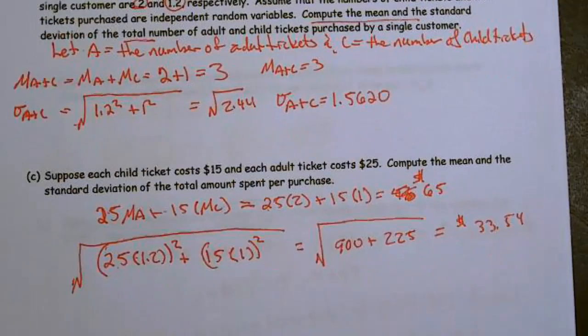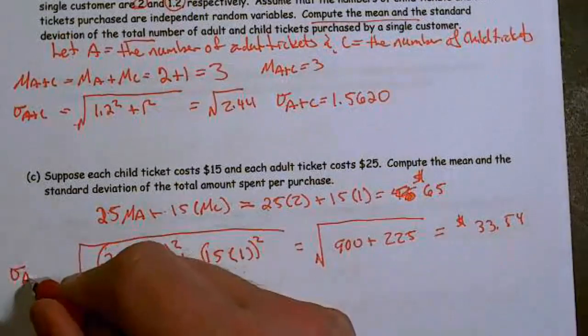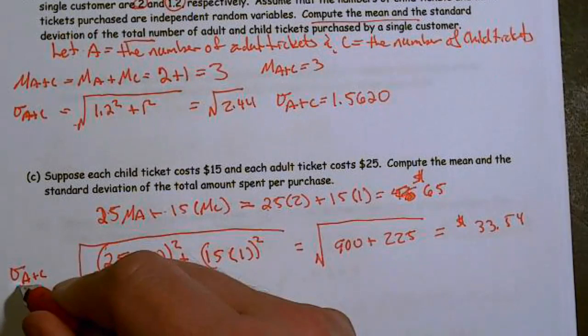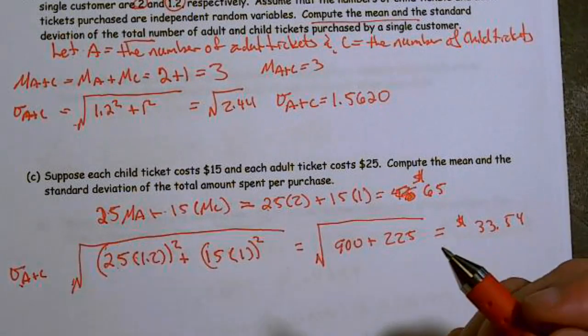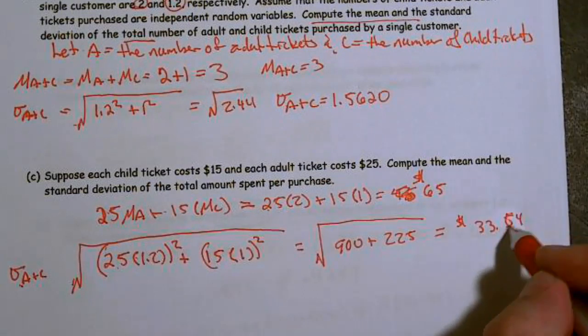All right, and if we'd shown all of that work, we should be getting full credit on that one. The explanations for what they're looking for as far as complete work are a little bit sloppy. This is probably going to be the standard deviation of A plus C, but these are multiplied by constants, so we're not going to worry too much about it and go with 33.54.